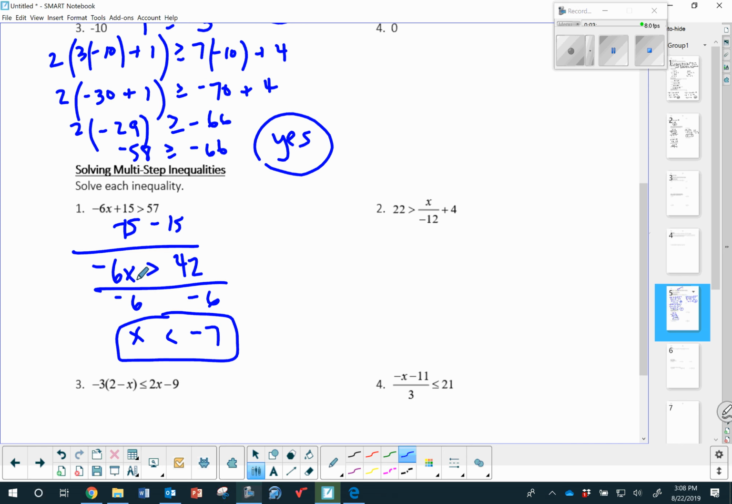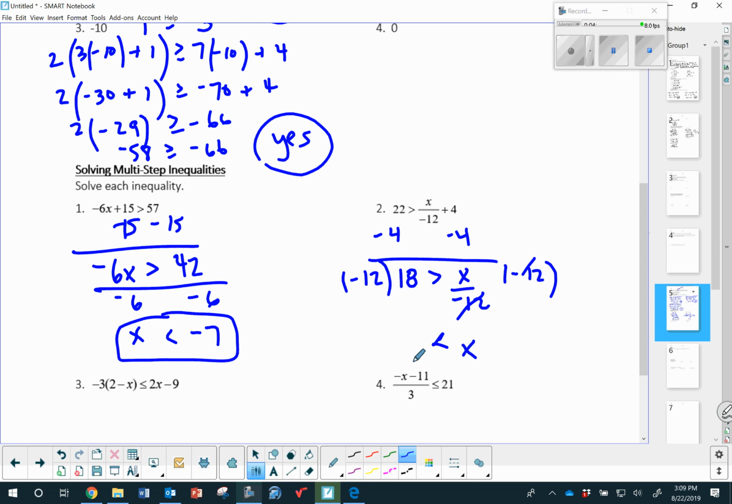On number 2, the first thing I'm going to do is get rid of that 4. So I'm going to subtract 4 on both sides. This is going to be 18 is greater than x over -12. I now need to get rid of that -12, so I'm going to multiply it on both sides. Again, I'm multiplying by a negative, so I need to flip that sign. These cancel. So I'm left with -216 is less than x. Remember, always write it with the x or the variable first. So that is x is greater than -216.